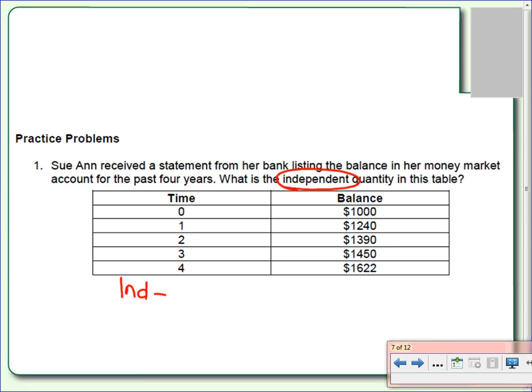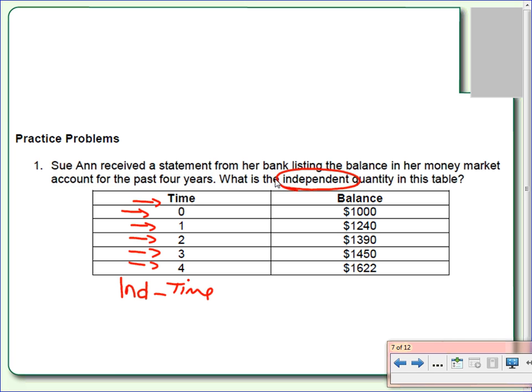So the x? You're right. Independent is the x. But I want to know, what do these x's stand for? What do they represent? The time. Look right here. It says it's representing the time. That's what our independent is. It's the amount of time.